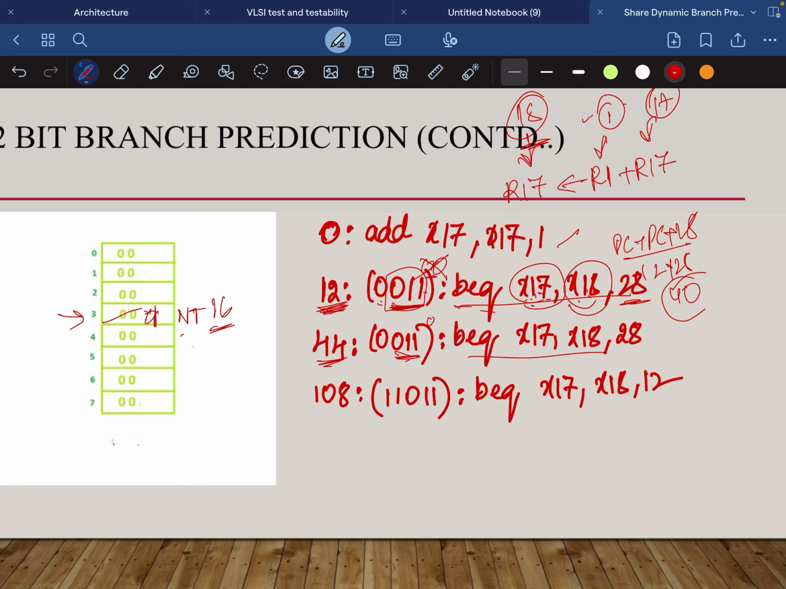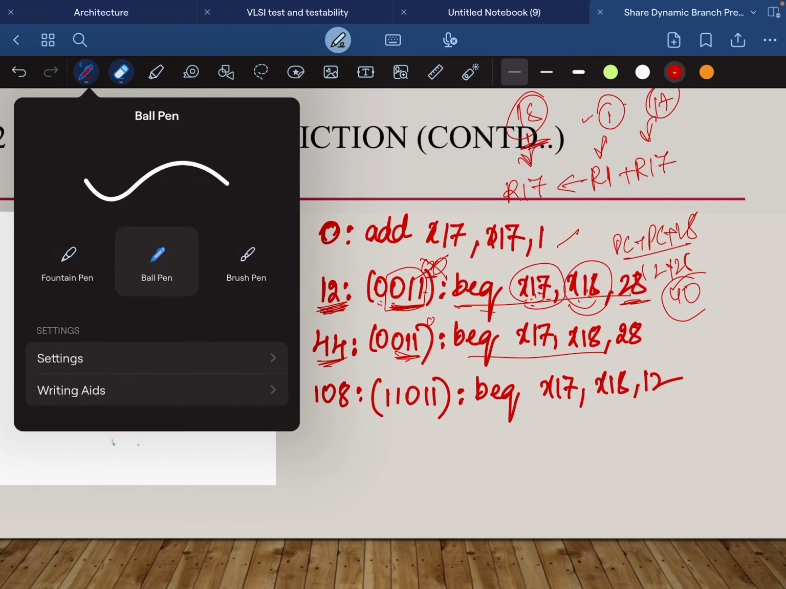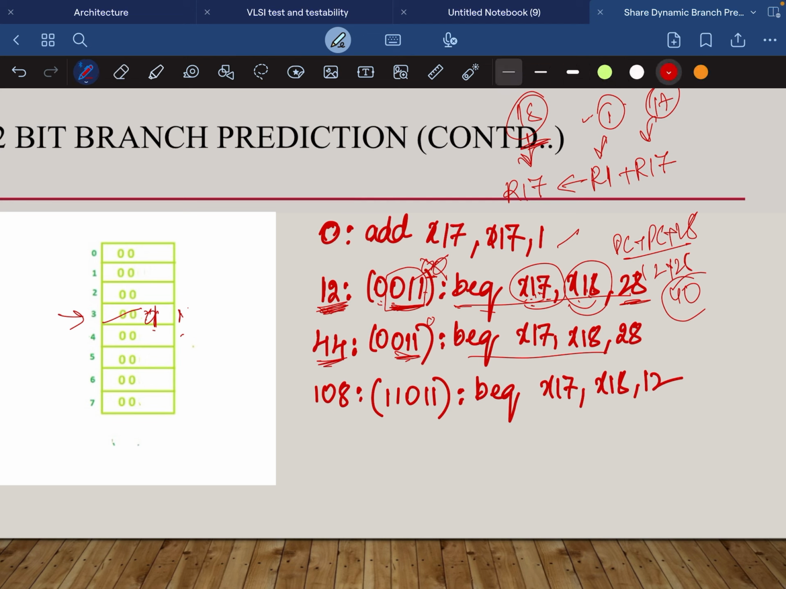Now in the third location it is 0, 1. So 0, 1 also indicates not taken. So from the 44th location, the PC address goes from 44 to 48. The instruction fetch, instruction decode, and execute stages happen. After the execute stage, the actual outcome comes. Since this branch instruction is true, the actual outcome turns out to be taken.